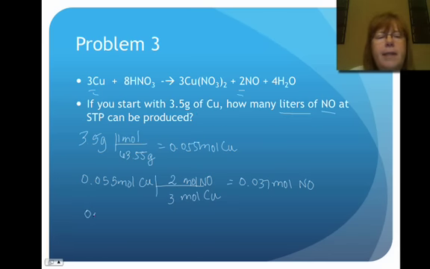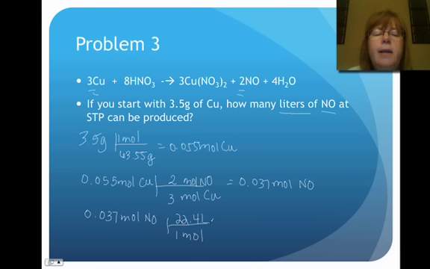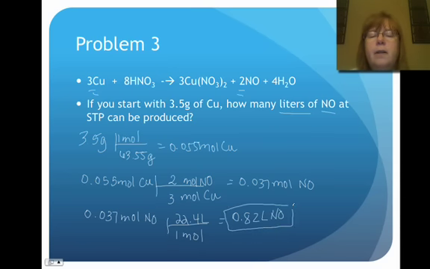Do you remember what we did when we had moles and we wanted liters of a gas at STP? We have moles, so we are going to multiply. And in 1 mole, there are 22.4 liters of a gas if we're at standard temperature and pressure. And so our answer turns out to be 0.82 liters of nitrogen monoxide.